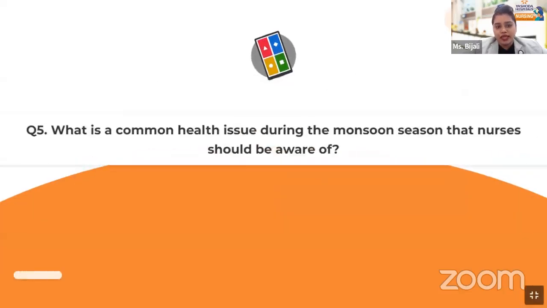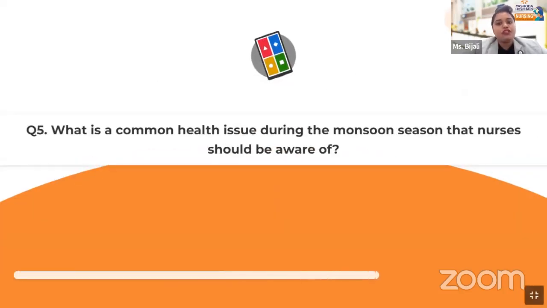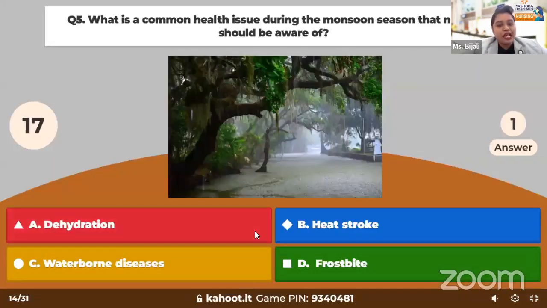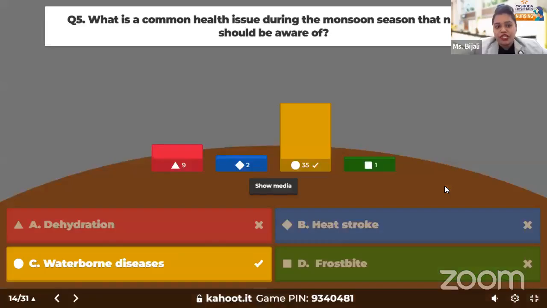So here is a quiz again. What is a common health issue during the monsoon season that a nurse should be aware of? So here are the options. First is dehydration. Next is heat stroke, waterborne diseases, frostbite. We have only 22 who have answered. We have 11 seconds. Now as time is running out, you have to keep going and keep your fingers fast so that you can win the race. So the answer is waterborne diseases.